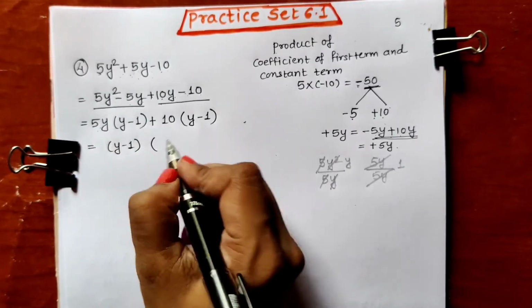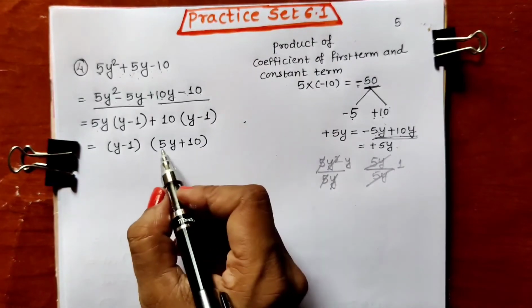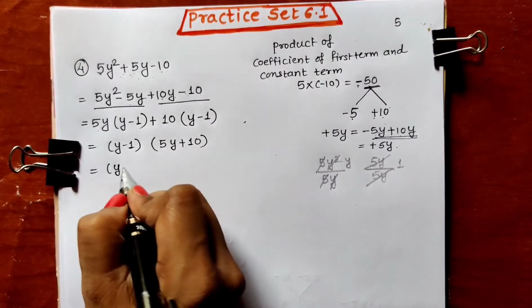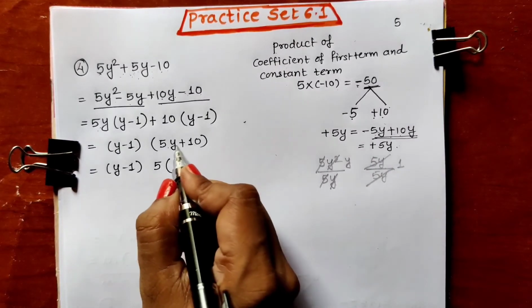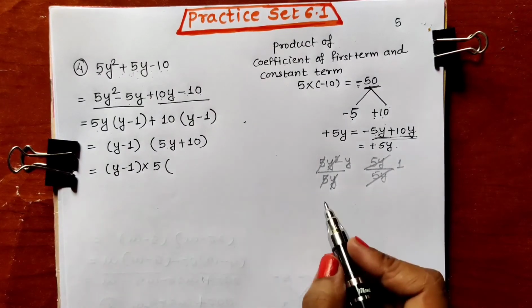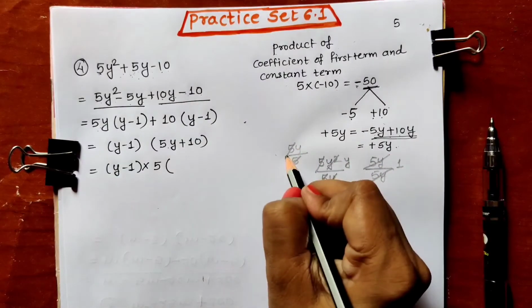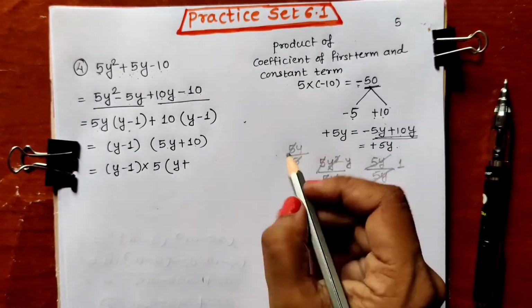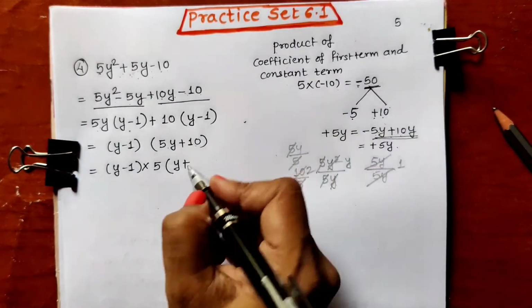In the second bracket we can write 5y plus 10. Now see children, from this 5y plus 10, 5 is common, so we can take out 5 common. So y minus 1. Now from this bracket we take out 5 common. I will put the multiplication sign here so there will not be any confusion. From 5y, 5 is taken out common, 5 cancelled, y is remaining. From plus 10, 5 is taken out common, 5 ones are 5, 5 twos are 10, so y plus 2.